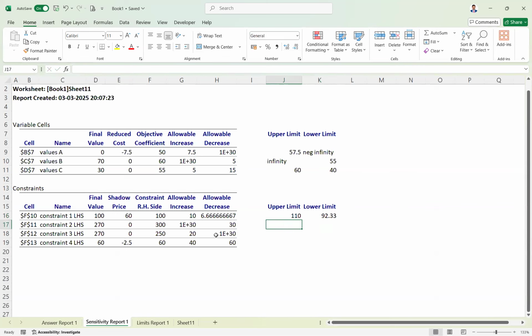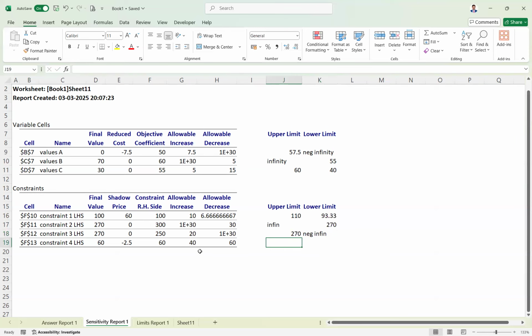It will be 93.33. For the second constraint here also, the allowable increase is infinity. Here the allowable decrease is 270. Here the same way, 250 plus 270. Then this is negative infinity.